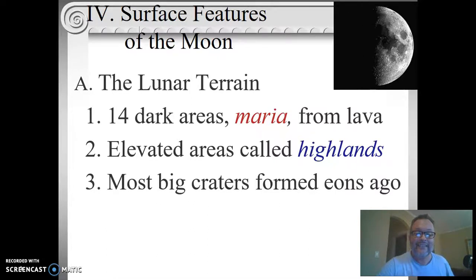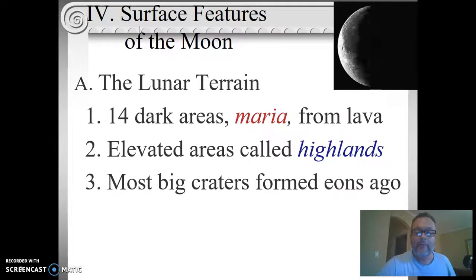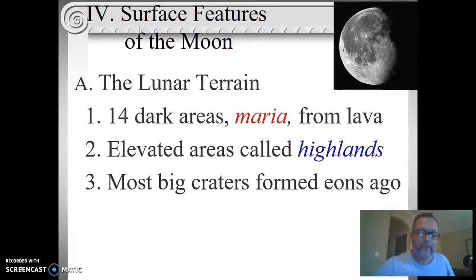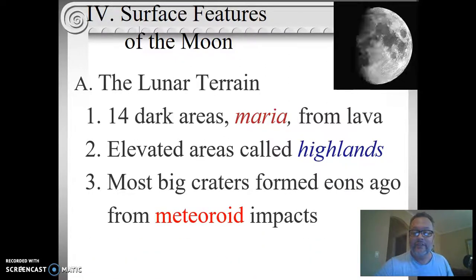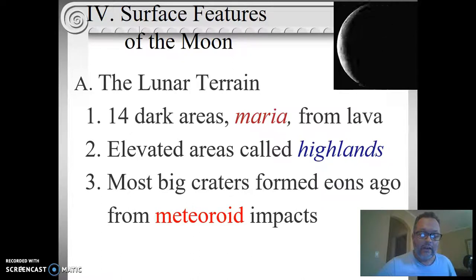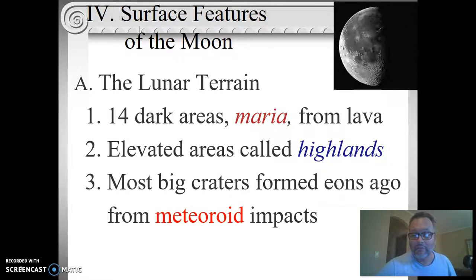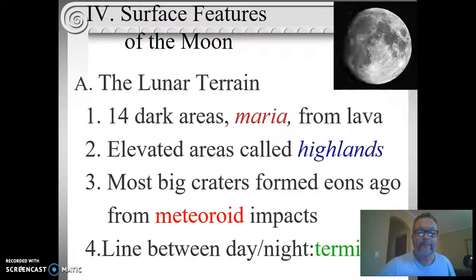Having said that, yeah, there's still rocks flying around out there today. And so there are still impacts, but percentage-wise, most of them date to long, long ago. And of course, little bitty craters form all the time, as we'll see in just a few minutes. And when you see craters on the moon, they are from meteoroids, not from, let's say, volcanoes or something like that.